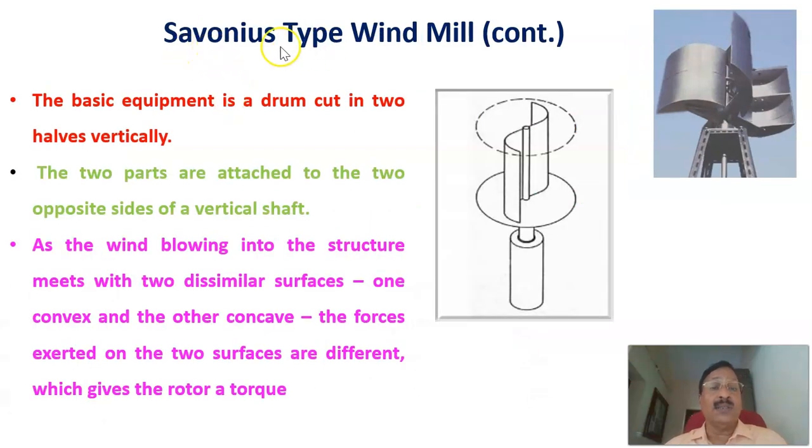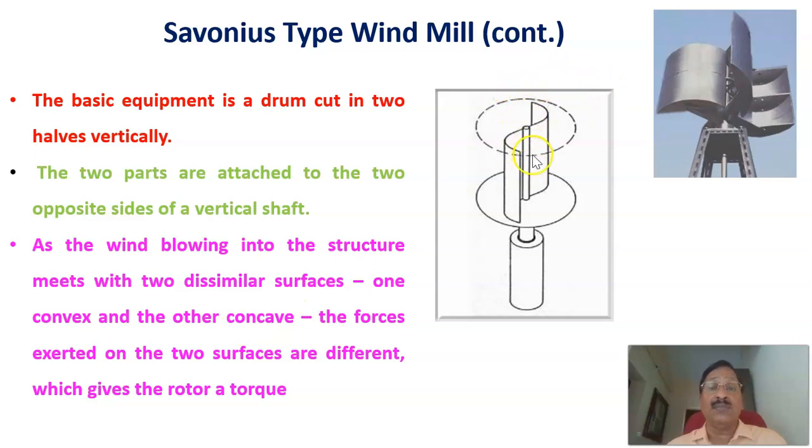Continuing with the Savonius type of windmill, as we have seen, the basic equipment is a drum cut in two halves vertically. As I already told, a cylinder cut in two halves. This is the one half. This is the second half. That is mounted on a vertical axis. You can say one is concave, another one is convex. The two parts are attached to two opposite sides of a vertical shaft. And as the wind blows into the structure, it meets the two dissimilar surfaces, one convex and the other concave.